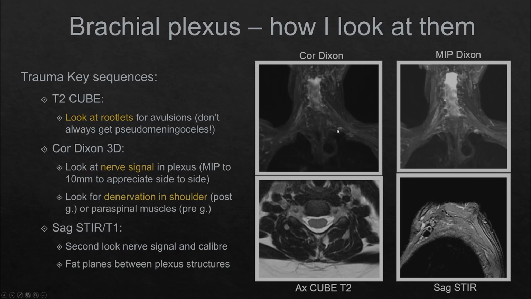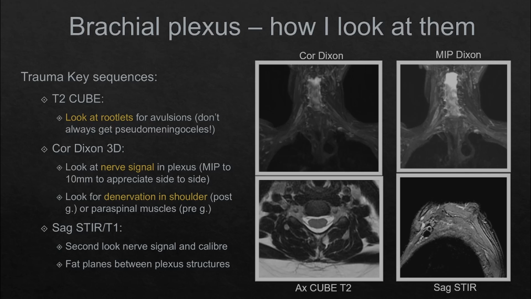The way I look at trauma sequences is to first look at the T2 cube sequence in order to see the cervical nerve rootlets and see that they are still connected to the spinal cord. Preganglionic injuries usually avulse these rootlets from the spinal cord, and you will either not see the rootlet, or the spinal cord may be displaced to one side or display distortion.